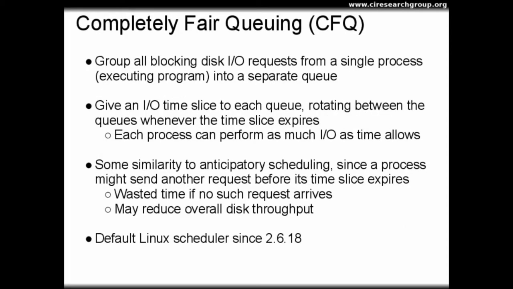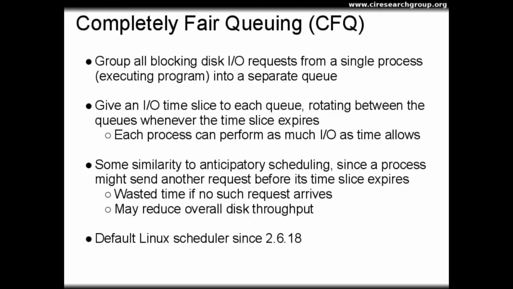Completely fair queuing is a somewhat different idea, where instead of actually scheduling the I/O requests, the completely fair queuing model schedules processes or running programs to have time slice access to each disk. Essentially, this CFQ scheduler gives each process an I/O time slice, and that process can do as much I/O on the disk as it would like within that time slice. When the time slice expires, the CFQ scheduler moves on to the next process and gives it access time to the disk. There is a little bit of similarity here to anticipatory scheduling, since a process can send another request during its time slice and try to get that request in without having a lot of seek time.